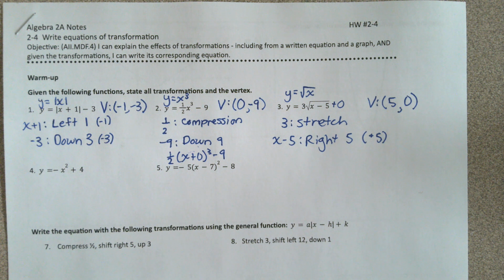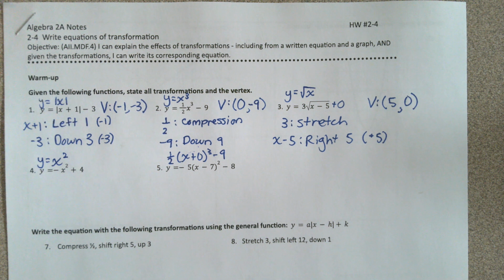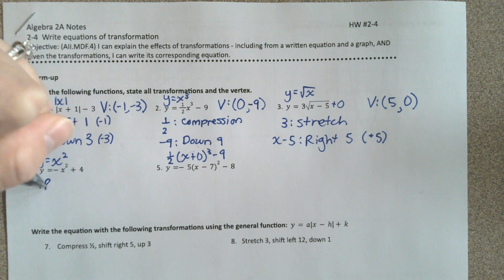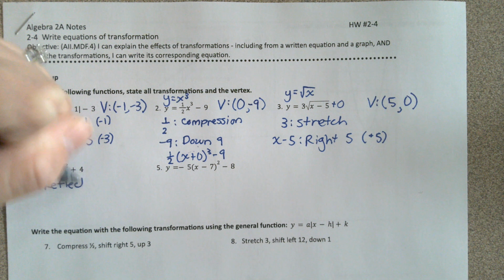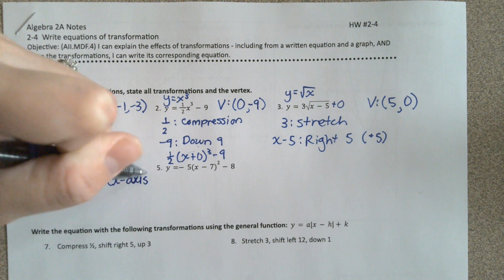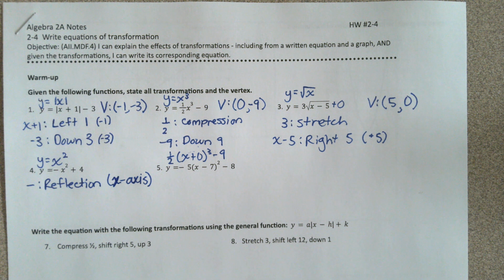2 more. Y equals negative x squared plus 4. Here we have a quadratic function, y equals x squared. And we have 2 transformations here. That negative in front is a reflection. And reminder, that's over the x-axis. Be careful with this one. A lot of you on the quiz, we didn't have a negative in front, but you were still using reflection. Reflection only happens when we have that negative in front. And then we have a plus 4, which just means up 4.